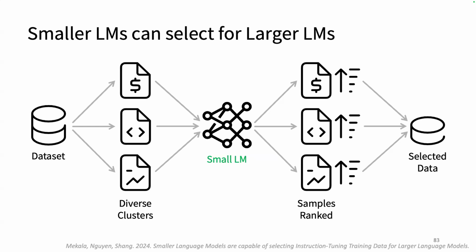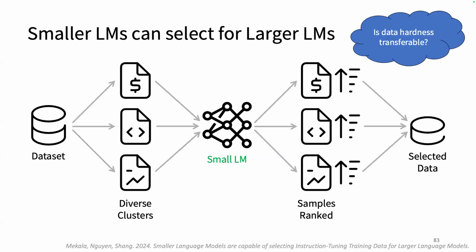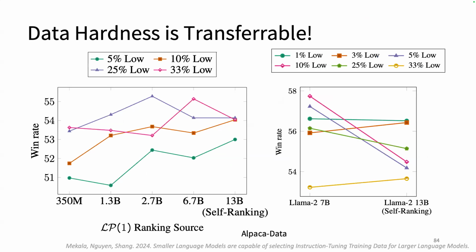But the problem here is, is data hardness transferable? The samples that the small LM finds difficult, does the larger LM also find the same samples difficult? What we noticed is that data hardness is indeed transferable. On your left, we have the OPT family, and on your right, you have the Llama family. We create data using smaller variants, such as 350 million, 1.3 billion, 2.7, 6.7, and 13B.